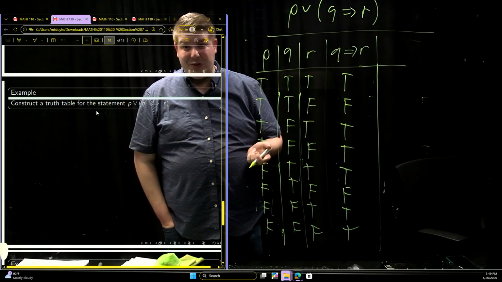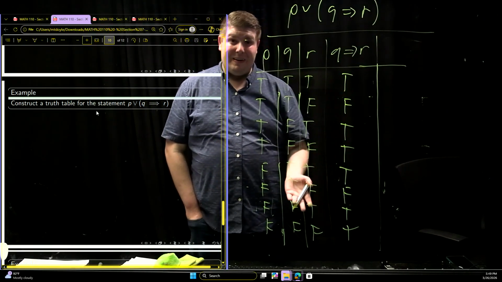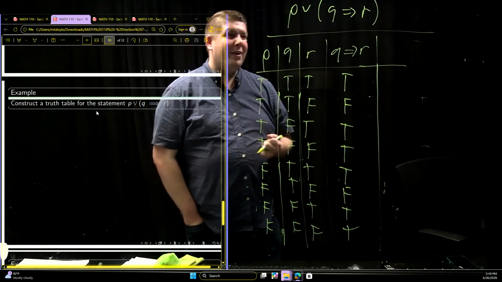It's important to memorize your truth tables. I know this because I've memorized my truth tables. I've been doing logic a very, very long time. But you haven't, so you've got to remember them. All right, so study hard.